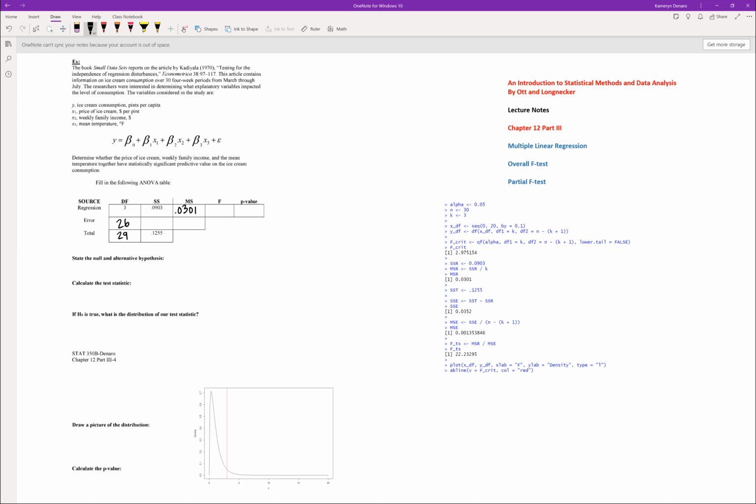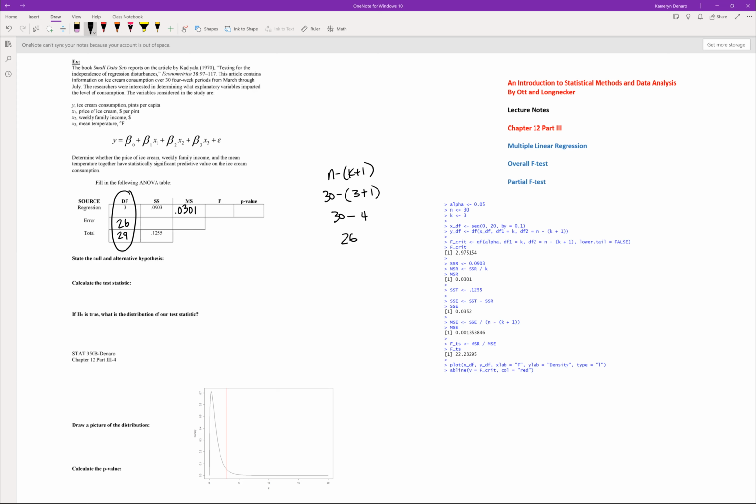Now let's just double check. What is n minus (k plus 1)? In this case, our n is 30, right? Our k is 3 for our 3 predictors, plus 1 because that's the y-intercept. So we get 30 minus 4. That's going to equal our 26. So n minus (k plus 1), that was our denominator degrees of freedom, that's 26. Or you could have recognized that the degrees of freedom due to regression plus the degrees of freedom due to error has to add up to equal the degrees of freedom of the total.